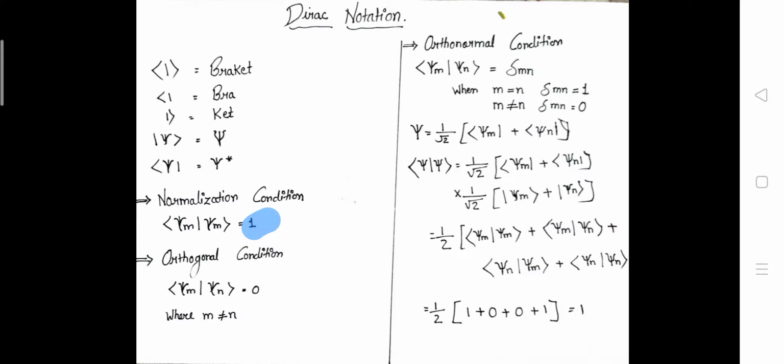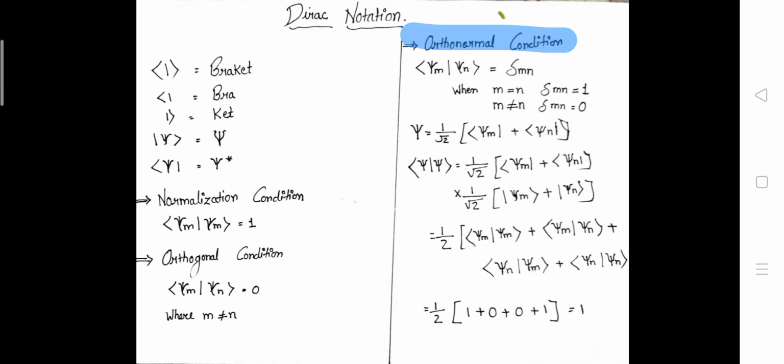Now let's talk about the orthogonal condition. In the orthogonal condition we consider two wave functions of different states. Here we have psi m and psi n, where m and n are different states. If we operate the bracket on psi m and psi n, we will get 0.